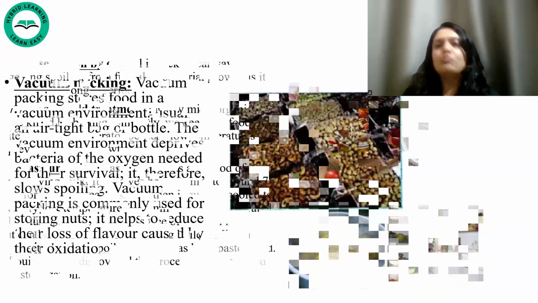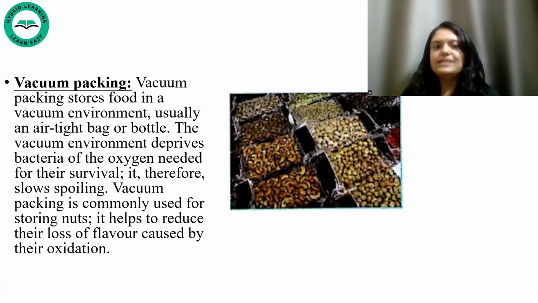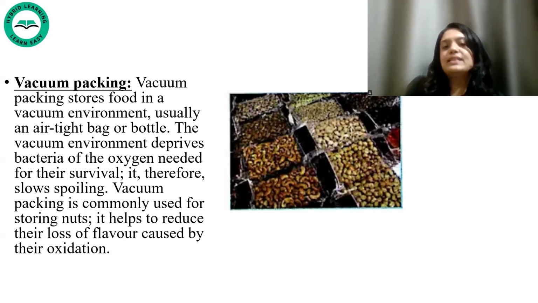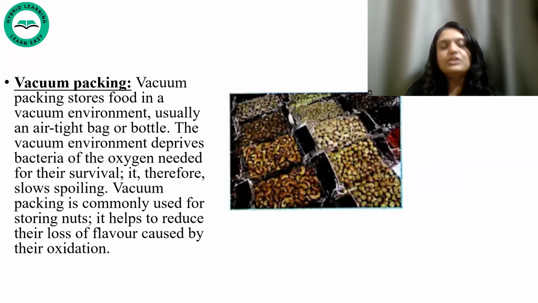Next, we have vacuum packing. If you see these dry fruits, they're actually vacuum packed. Why? Because in this vacuum environment, the bacteria cannot grow because they don't have enough oxygen for their survival. Therefore, it will slow the spoiling process. Vacuum packing is most commonly used to store nuts. You must have seen this in the stores. If you keep it like this, it will reduce the loss of flavor caused by oxidation.